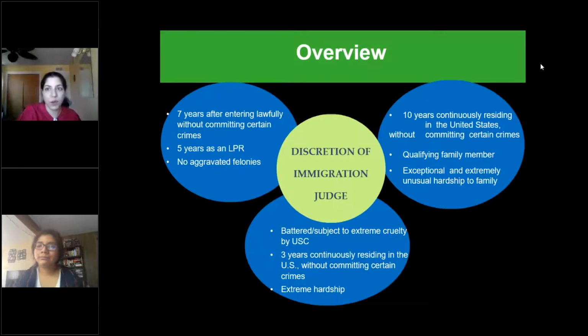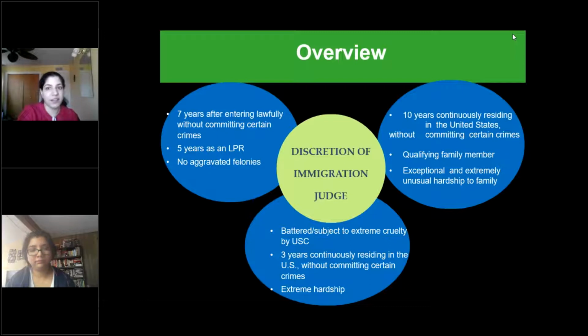Okay, so just an overview of the requirements for these 3 types of cancellation. First of all, for LPR cancellation, you have to have at least 7 years in the US following your admission without committing certain crimes, 5 years as an LPR, no aggravated felonies, and then of course a discretionary element.